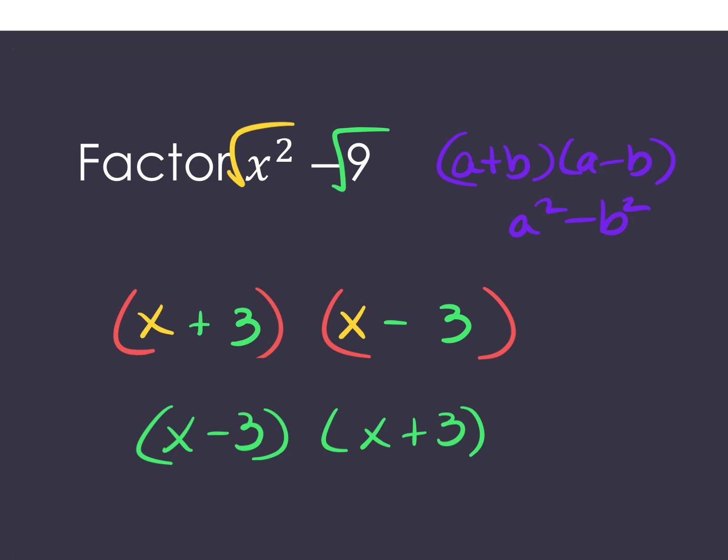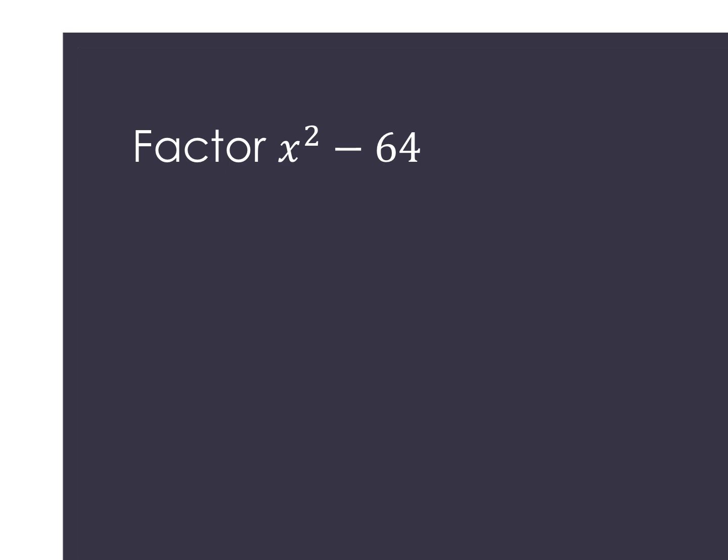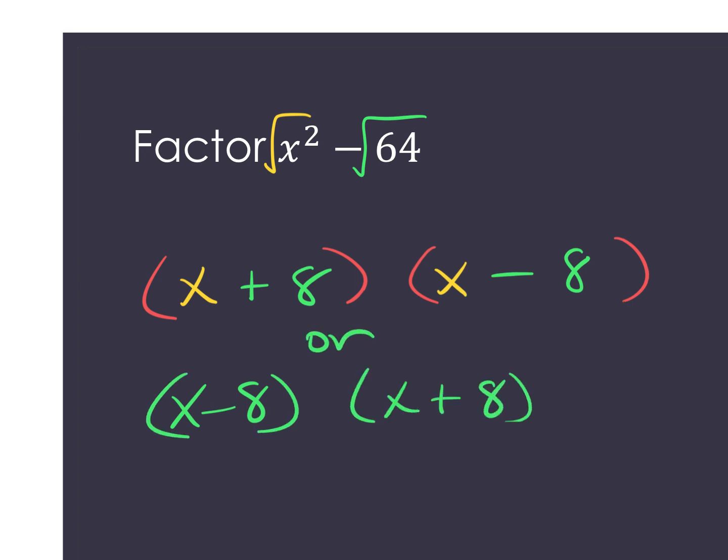Let me try the next one. For this one, same thing. x squared and 64 are perfect squares. So square root the x squared, square root the 64. Let me set up my binomials. The square root of x squared is x. The square root of 64 is 8. One gets a plus sign, one gets a minus. And again, you could reverse it. It doesn't matter. So that is it for your introduction and review of Algebra 1.